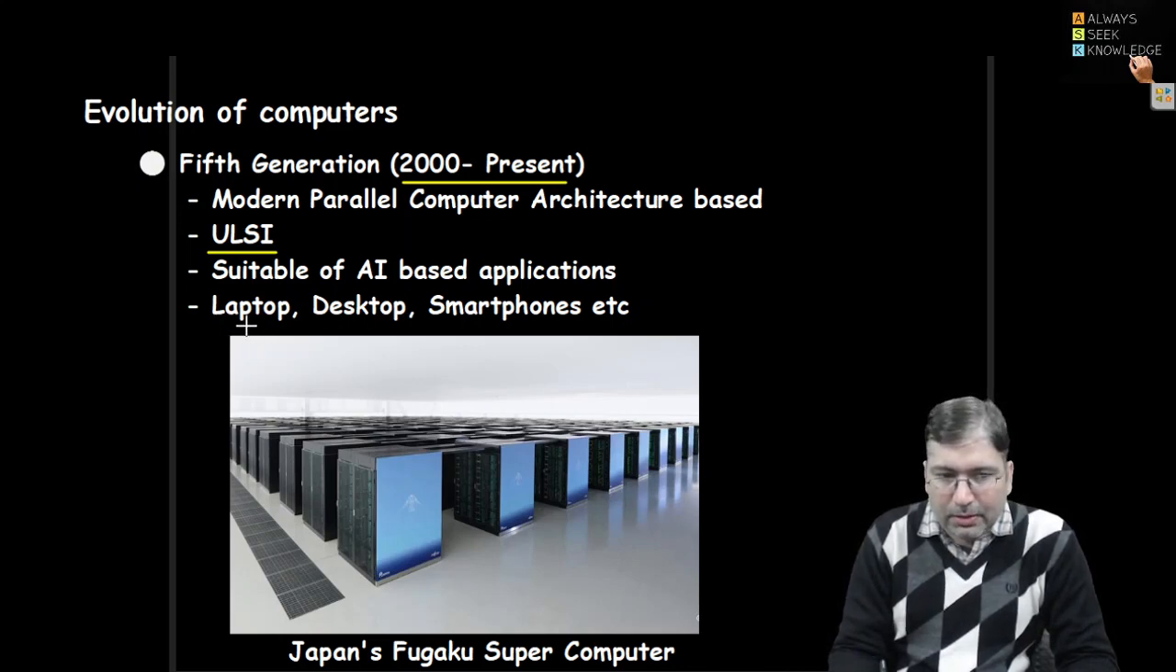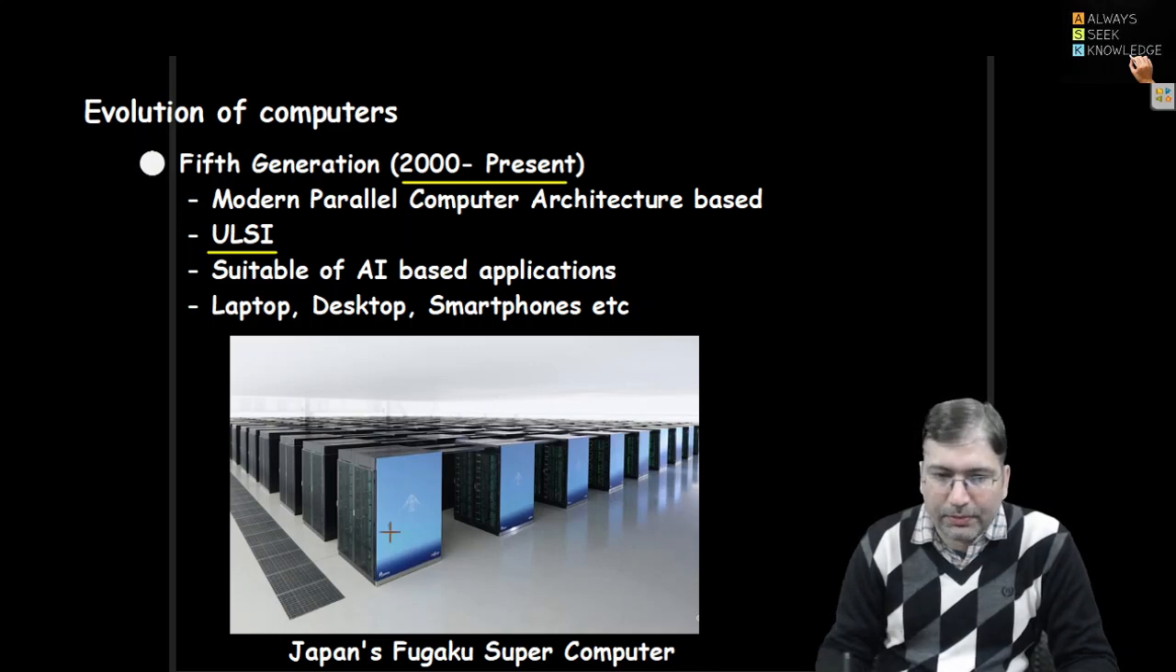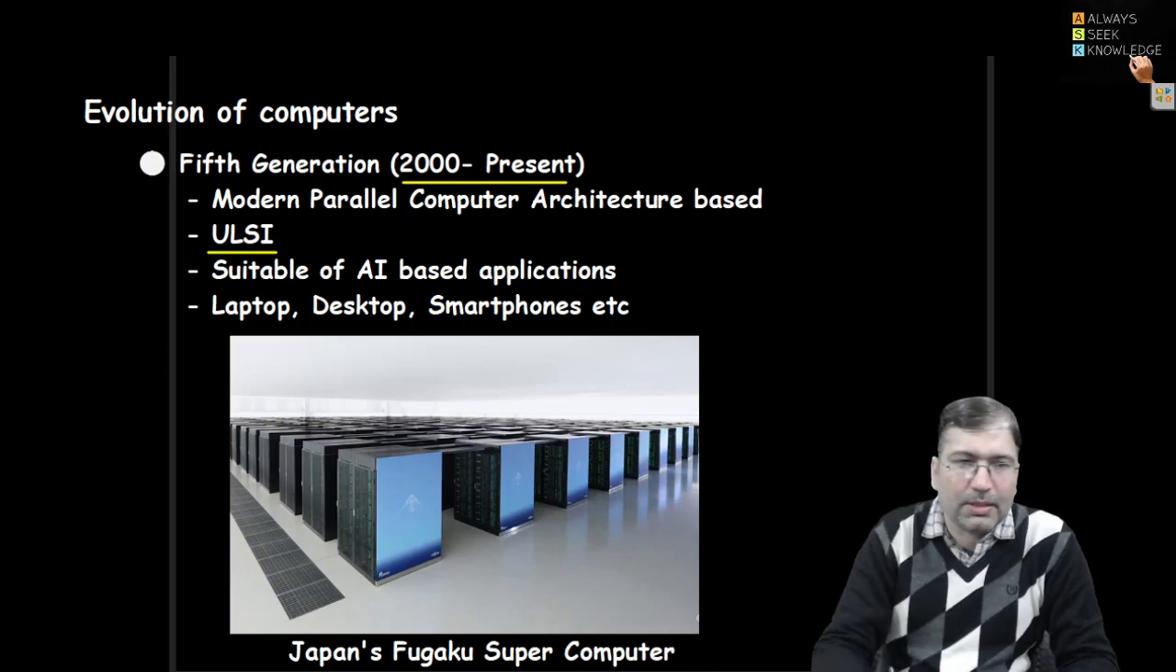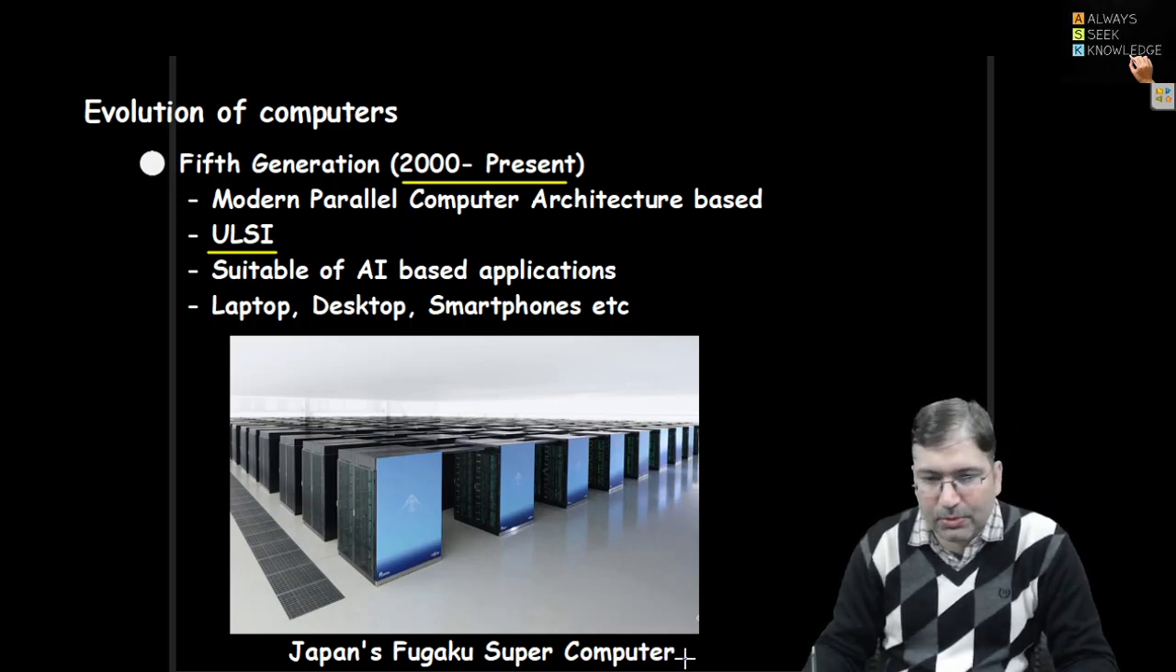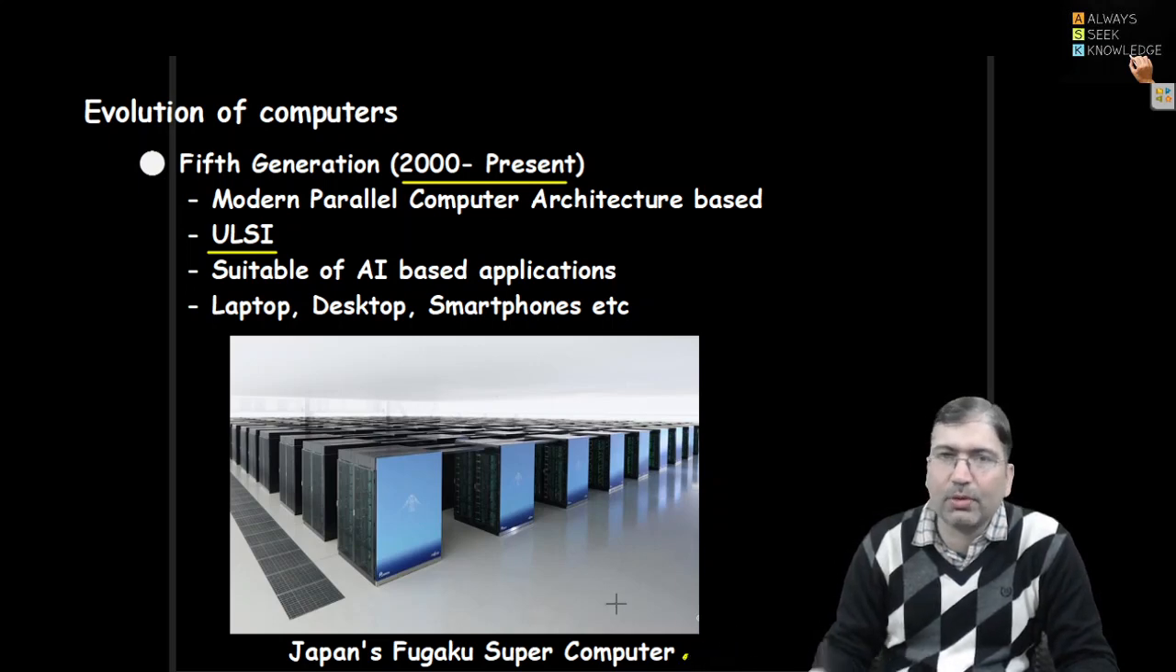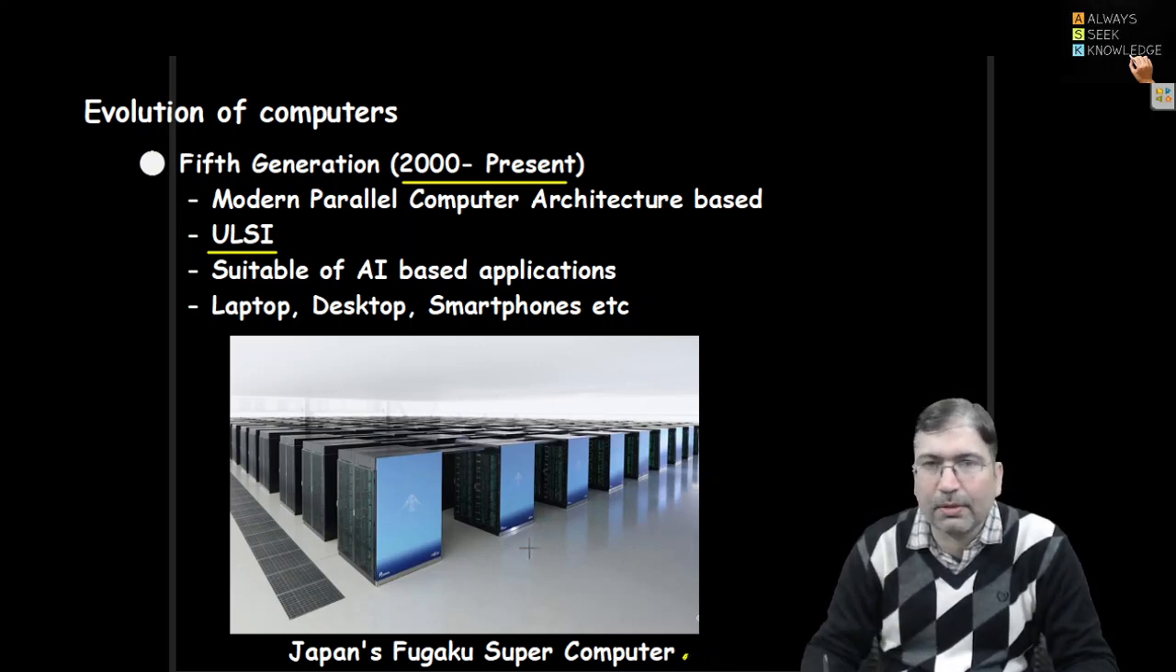Although laptops, desktops and smartphones nowadays can use similar kinds of technologies, I have taken one example, Japan's Fugaku supercomputer. That is one of the fastest computers in the current era. So we consider the fastest computer in the world nowadays, the Fugaku from Japan.